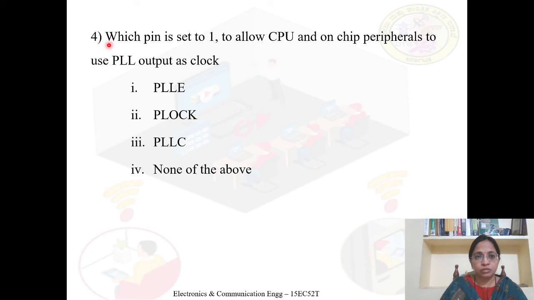The fourth question, which pin is set to 1 to allow the CPU and on-chip peripherals to use the PLL output as clock? That is, which pin allows the PLL output to be connected to the CPU and other peripherals? The options are PLL enable pin, PLOCK pin, PLL connect pin, or none of the above. Yes, the correct answer is the PLL connect pin. When we set this equal to 1, the output of the PLL is connected to the CPU and other peripherals.